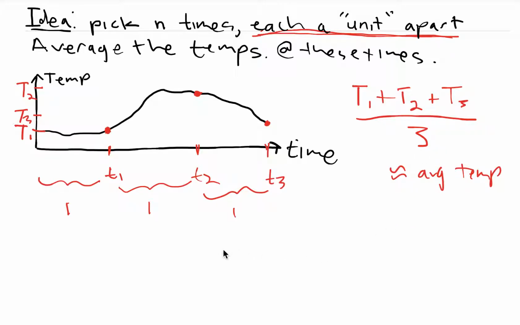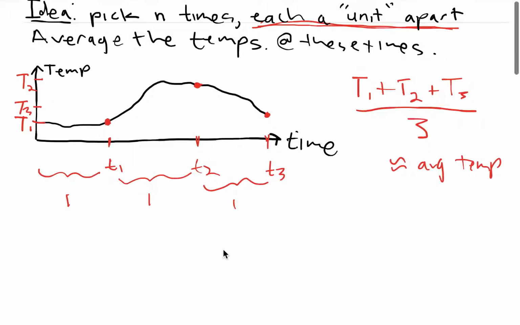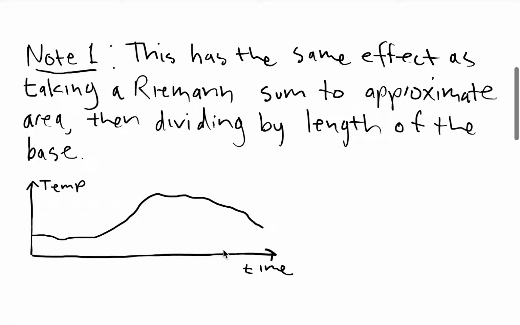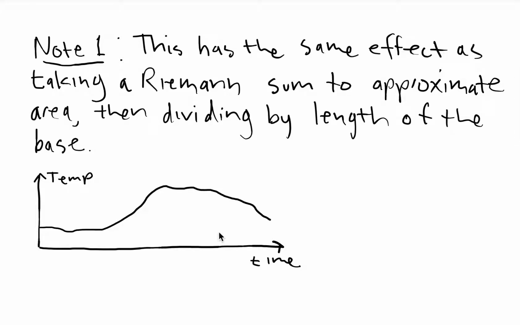So one thing that we could notice, if I want to make this association between what we're doing with the average and what we're doing with Riemann sums in Calculus 1, is that what we did above has the same exact effect as taking a Riemann sum to approximate the area underneath this curve, and then we ended up dividing by the length of the base, like I discussed before. Now, if you didn't see it, I'm going to go ahead and make it super obvious here. Here is my time 1, my time 2, and my time 3. So I'll go ahead and label these again.